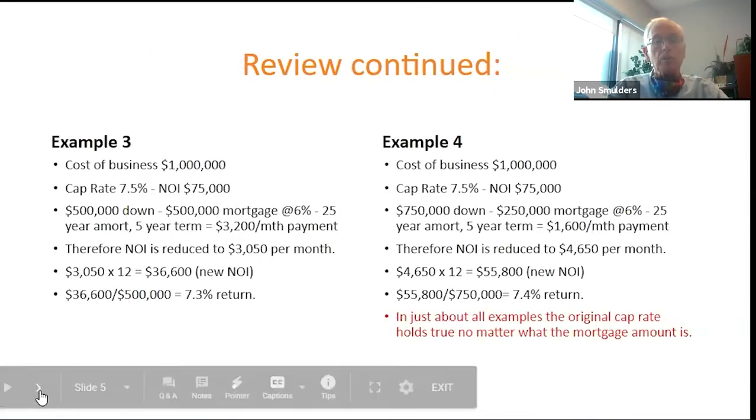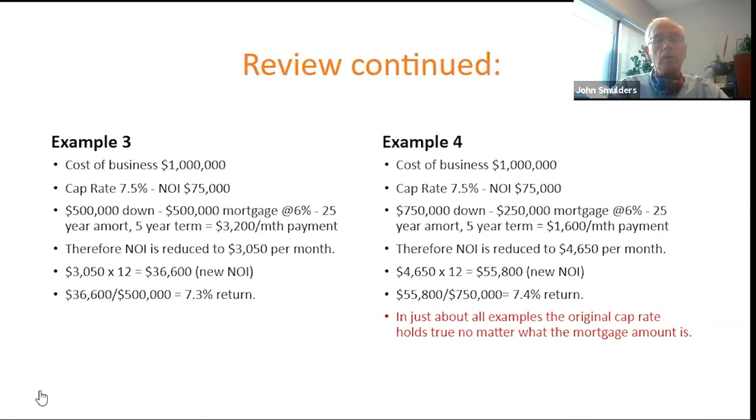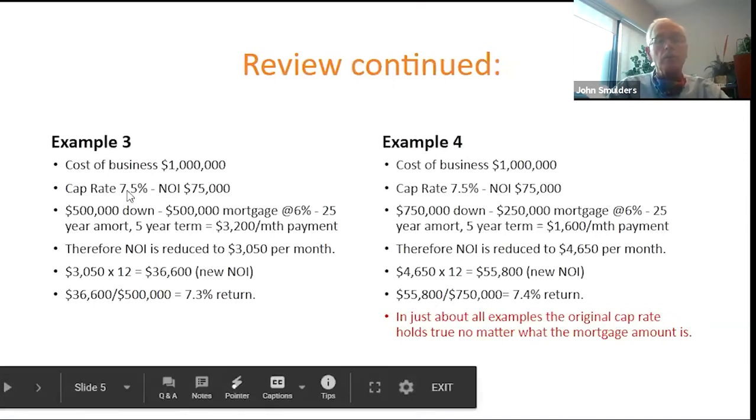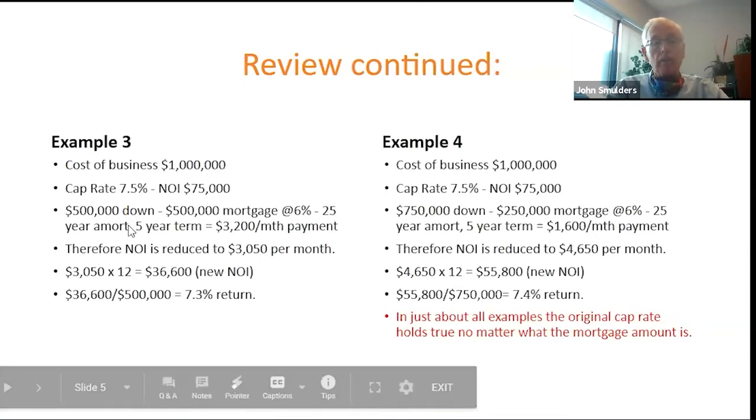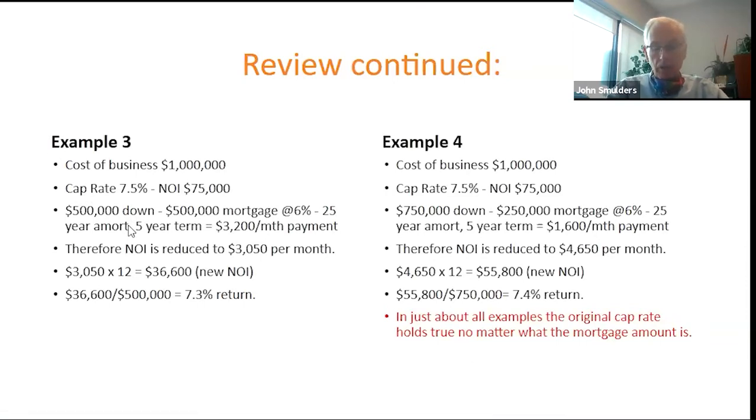So what happens if they put down more money? Once again, your cap rate is 7.5%. Now you put down half, $500,000. And by the way, for commercial mortgages, you often have to put down 25% or more. 20% would be the absolute lowest. 25% would be more normal. 33% is perhaps even more normal.